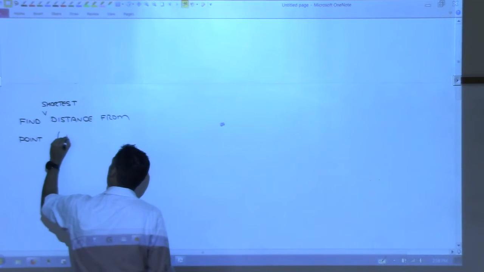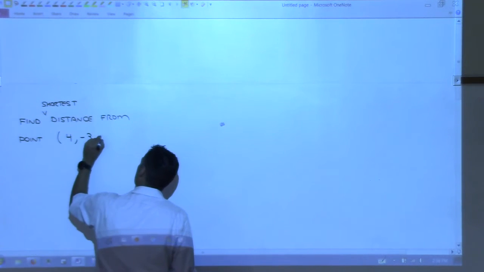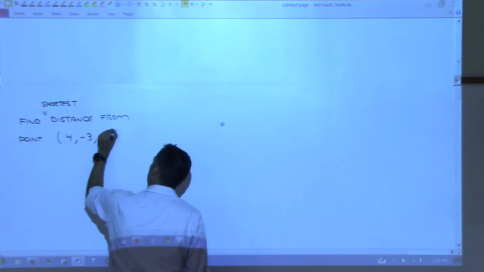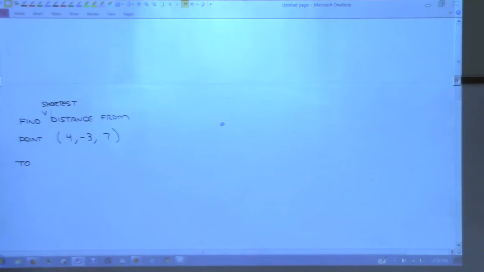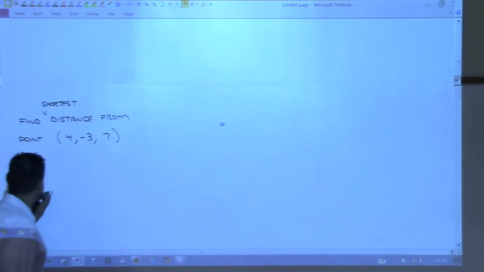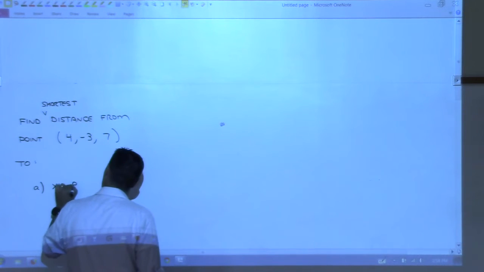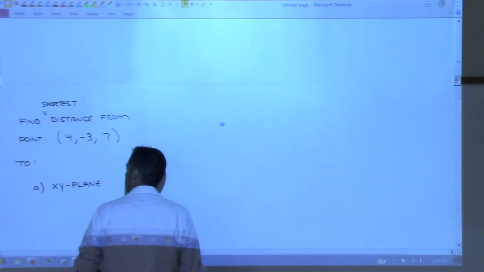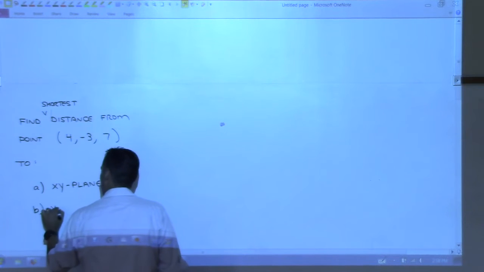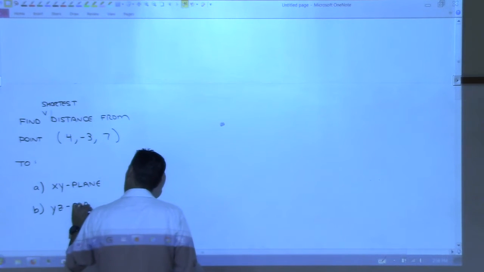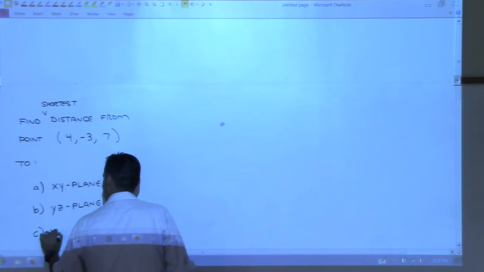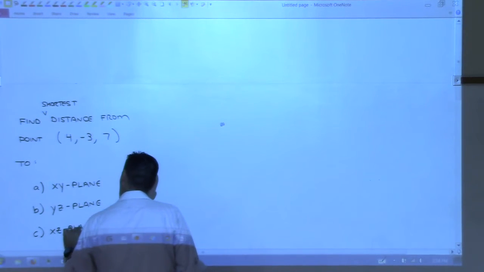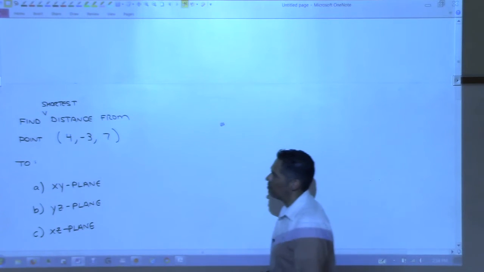From the point 4, negative 3, 7, 2, and I'm going to ask you a couple of things here. Part A, the xy plane. B, the yz plane. C, the xz plane. Let's start with those.